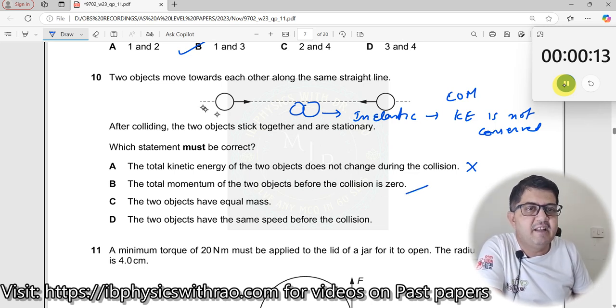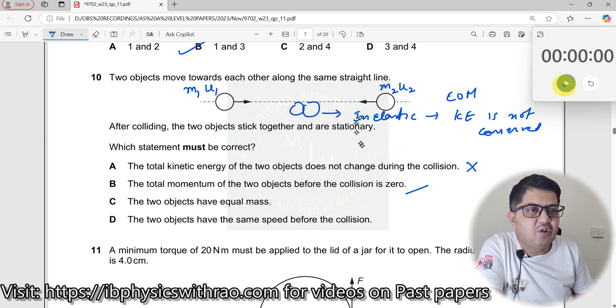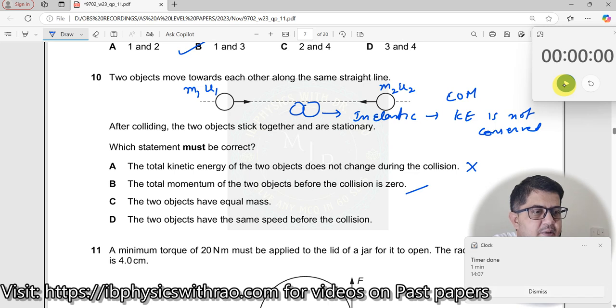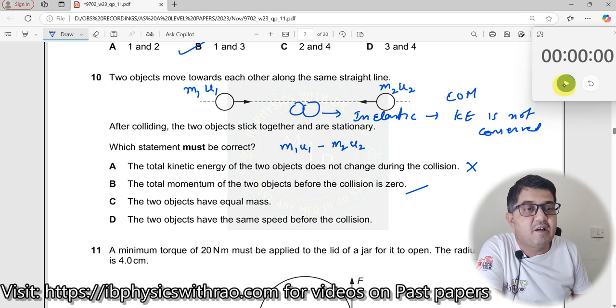See, many of us think, how can it be 0? It is moving, right? Let me write down the equation so you get it correctly. Let m₁ be the mass of this object and u₁ the velocity of this object. Let m₂ be the mass of this object and u₂ the speed of this object. So what is the momentum before collision? Total momentum before collision is nothing but m₁u₁ minus m₂u₂, minus because it's going in the opposite direction.